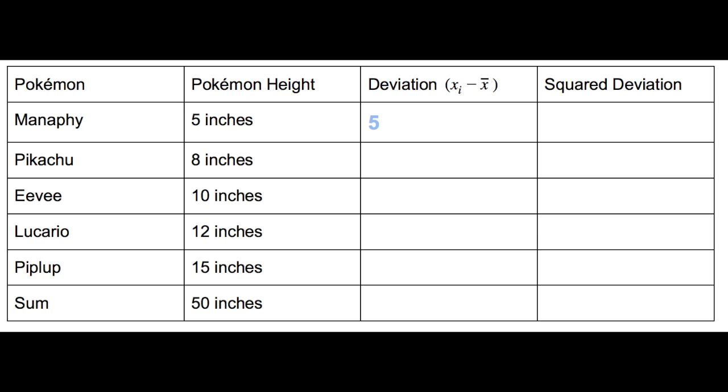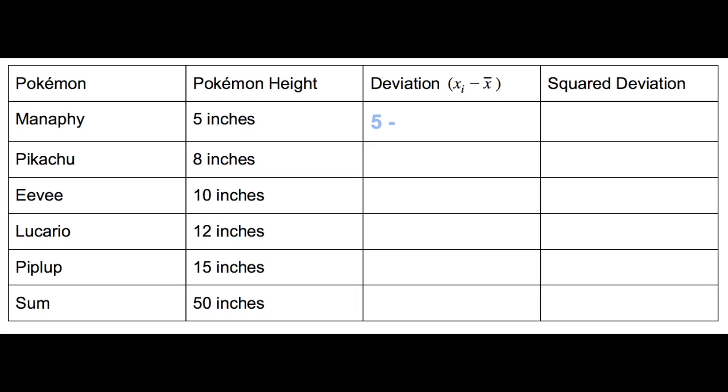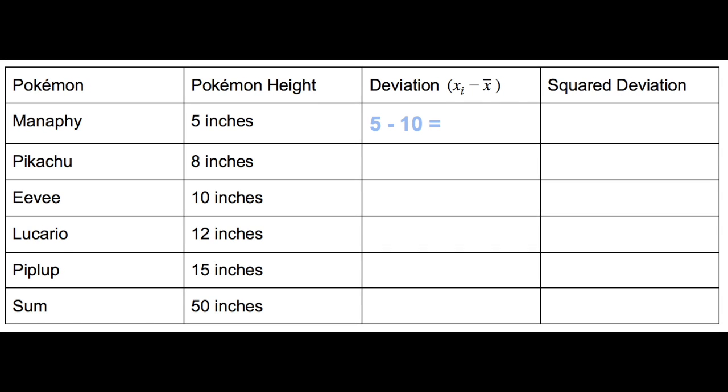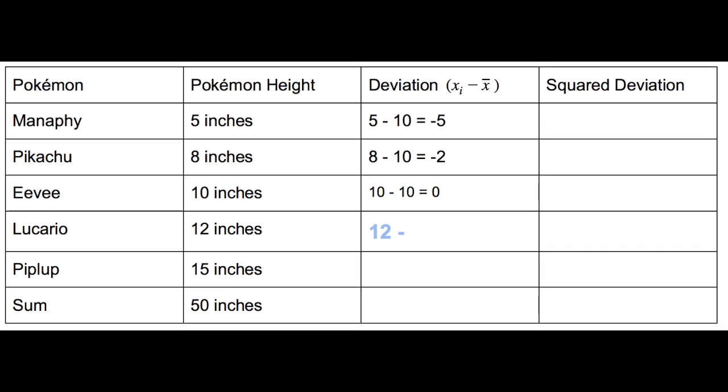Now that we know our mean, we find our deviations. We subtract the mean from each doll's height. So for Manaphy, we do 5 minus 10 and get negative 5. Do the same for the other 4 dolls.